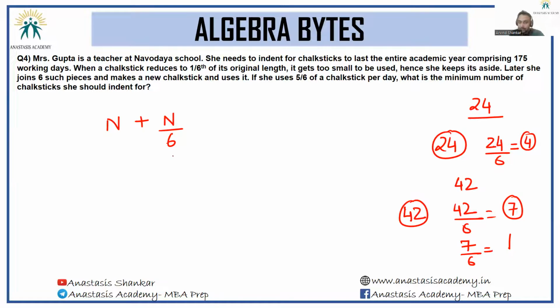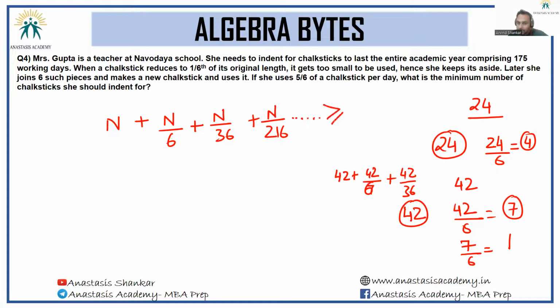So the total number of chalksticks that she ends up using if she indents for n is n plus n by 6 plus n by 36. Simply see the integral value of n by 36. Can you see, for 42 it would be 42 plus 42 by 6 plus 42 by 36 plus n by 216, and so on and so forth. This has to go on, and this has to be overall greater than or equal to 175 because she needs a supply for 175 days.